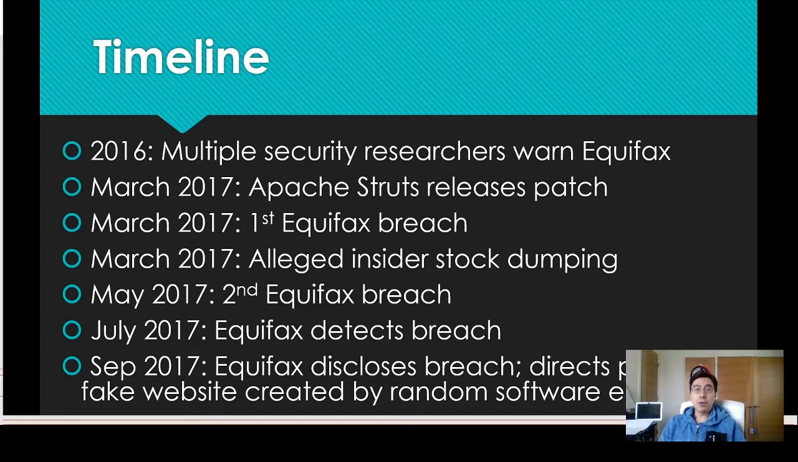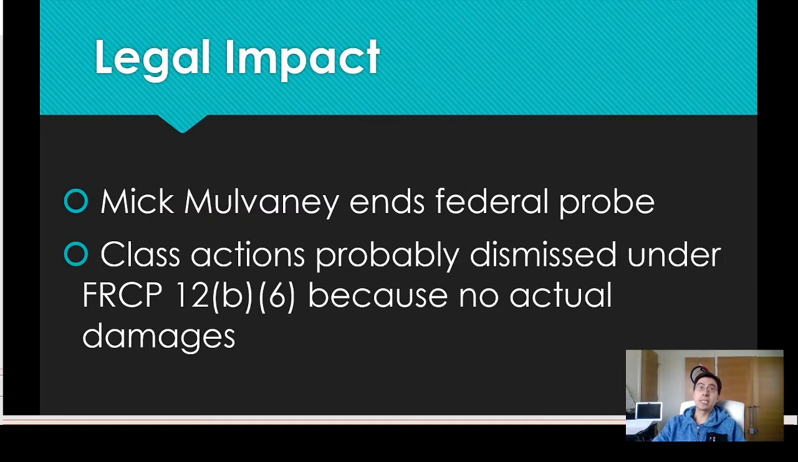Two months later, there was a second distinct Equifax breach. In July, allegedly, Equifax actually detected there was at least one breach, and finally in September, Equifax advised the public and directed the public to check on whether or not they were affected by linking them to a fake website created by some random software engineer who was proving the point that Equifax was not very good at this web development business.